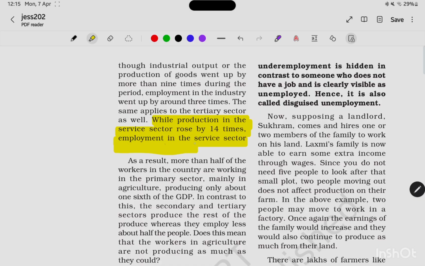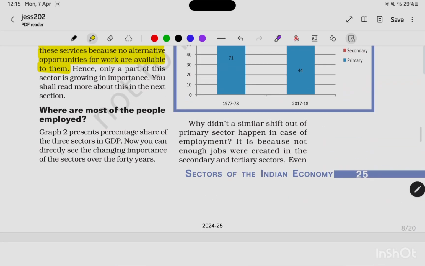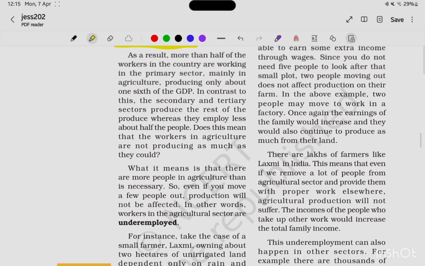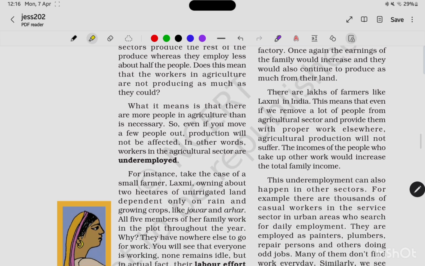Okay, so this entire thing is about unemployment. Okay, we'll go there. As a result, more than half of the workers in the country are working in the primary sector, mainly in agriculture, producing only about 1/6 of the GDP. In contrast to this, the secondary and tertiary sector produce the rest of the produce, whereas they employ less, about half the people. Okay, does this mean that the workers in agriculture are not producing as much as they could?